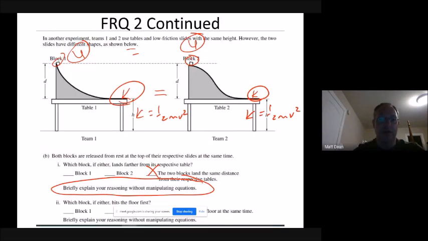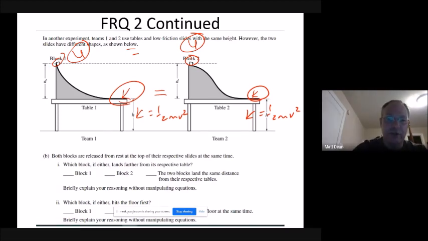Let's go ahead and look at part 2 together. Which block, if either, hits the floor first? Now this part's a little bit more tricky because we already said they're going to go the same distance.